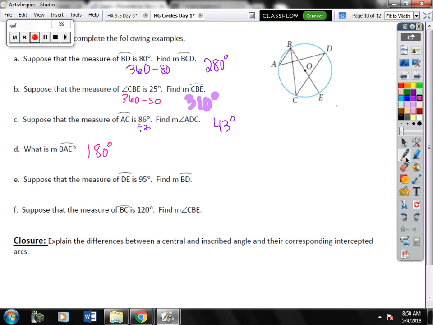Suppose that arc DE, this one, is 95. Again, I knew to go this direction instead of this direction because it had 2 letters. Find the measure of arc BD. What will that be? 85 degrees. How did you find that? 180 minus 95. Good. Together, this is a semicircle, 180. Just need to subtract 180 minus 95, which will get us our 85.